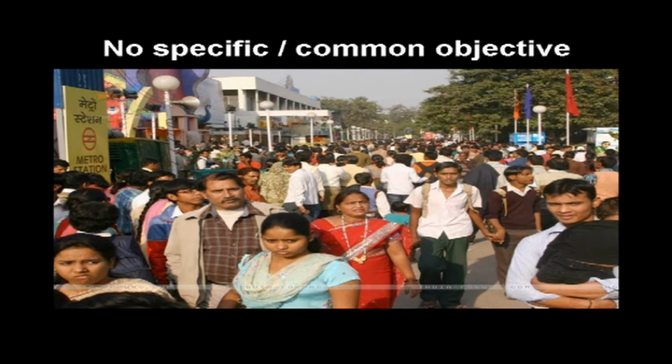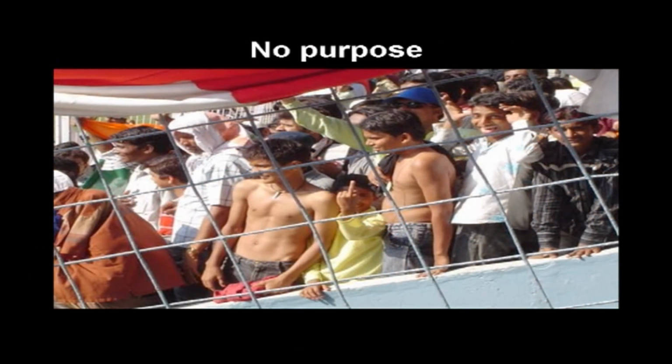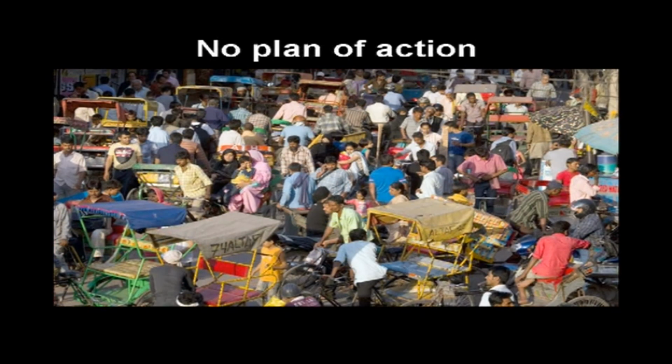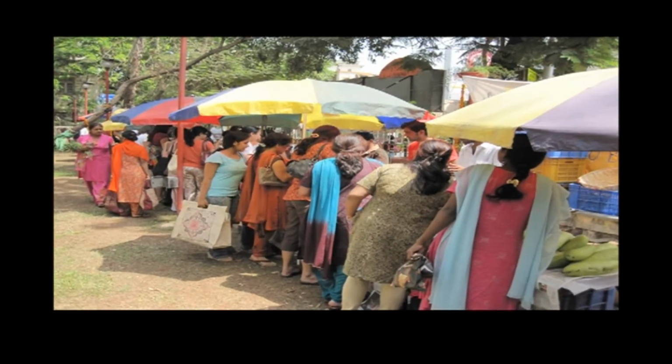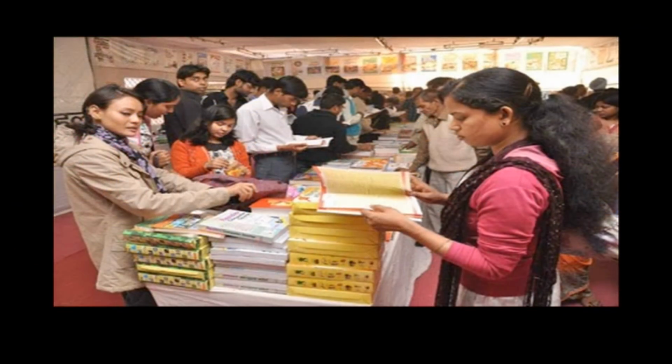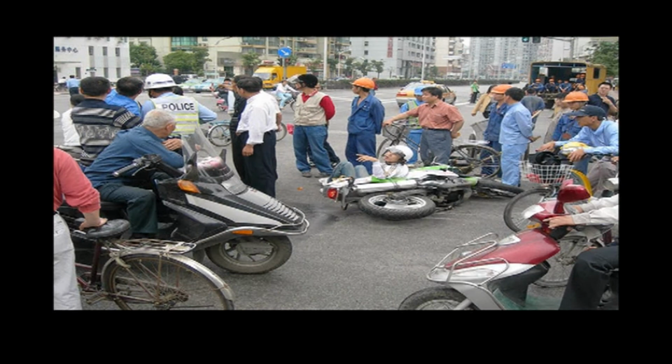Crowds do not have any specific or common objective, purpose or plan of action. They gather by accident. Individuals in a crowd act in an impulsive way. Some examples of crowd are the crowd in the marketplace, in the exhibition, and also people watching an accident.